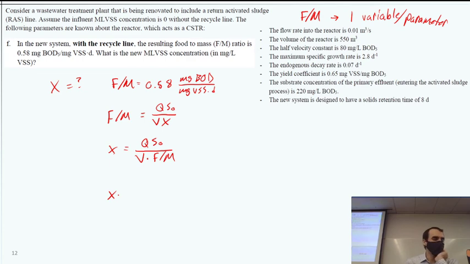Okay, so hopefully you've taken a look, and we've got this food to mass ratio, got an equation for that, which is Q S naught divided by V X. So we have a given food to mass ratio. We have Q, we have S naught, and what we're asked is what's the new X given this food to mass ratio, and we know the volume. So essentially what we're seeing here is we can control the amount of X that we have if we set the food to mass ratio.